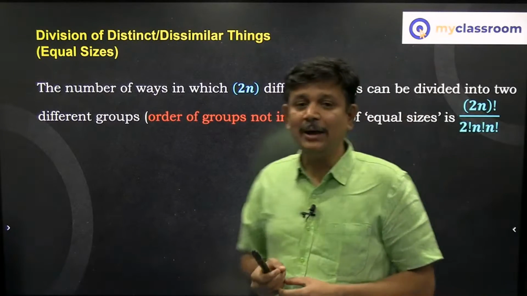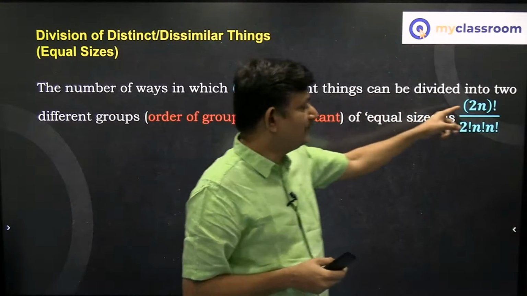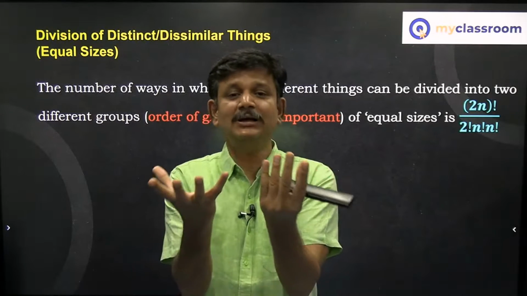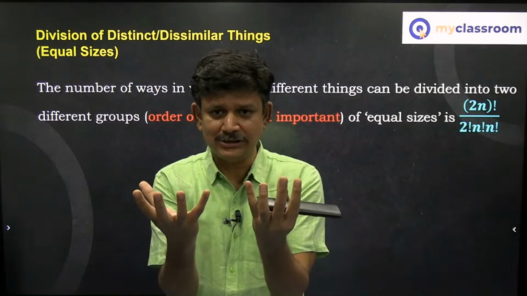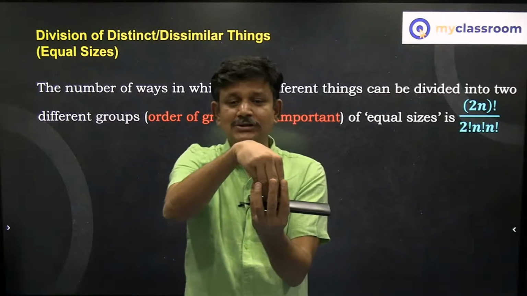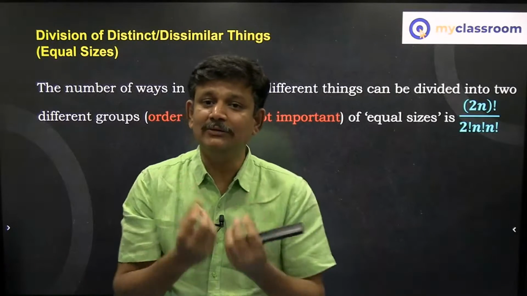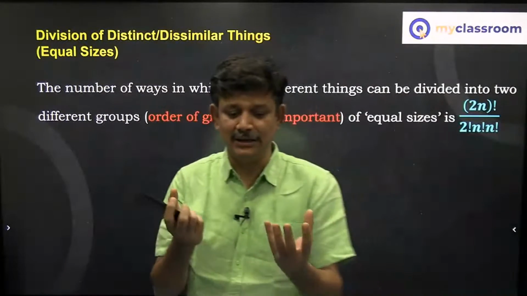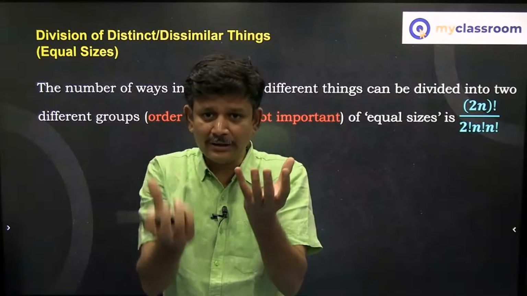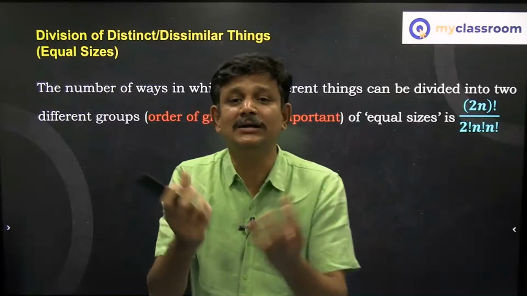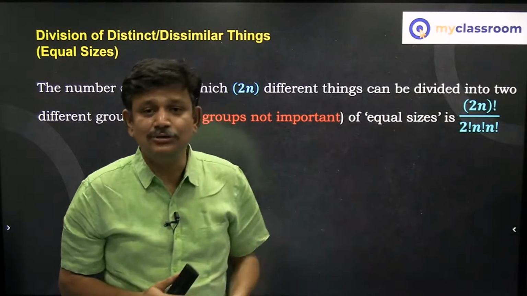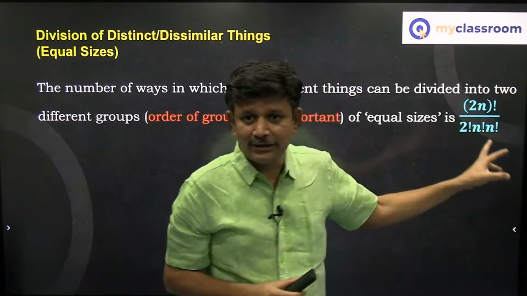In that case, the result would be 2n factorial by 2 factorial into n factorial into n factorial. I'm dividing into two identical boxes. I have a total of 2n things. From 2n, I am selecting n and putting them in one box. The remaining I am putting in the other box. How many ways can I do that? 2n C n. Whether these n things are here or here doesn't matter. So this order doesn't matter, and I have to divide by 2 factorial. So the result will come out to 2n C n divided by 2 factorial, or 2n factorial by 2 factorial into n factorial into n factorial.